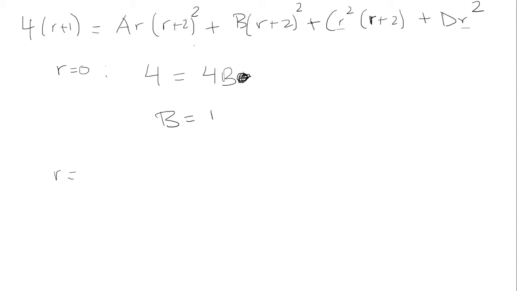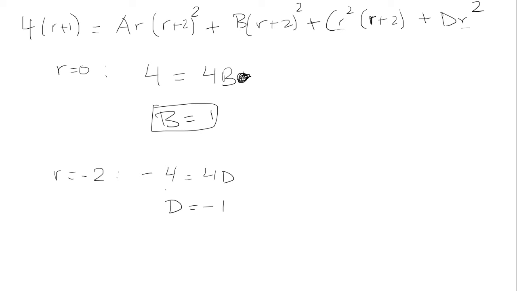Now let's look at another candidate. Notice 3 of those terms have factors of r plus 2. So why don't I choose r equals -2? Plugging it in on the left-hand side, 4 times -2 plus 1 will give me -4. And on the right, I can just look at D r squared, because the other 3 terms will get canceled. So I end up getting -2 squared D, which is 4D, and I get D is -1.